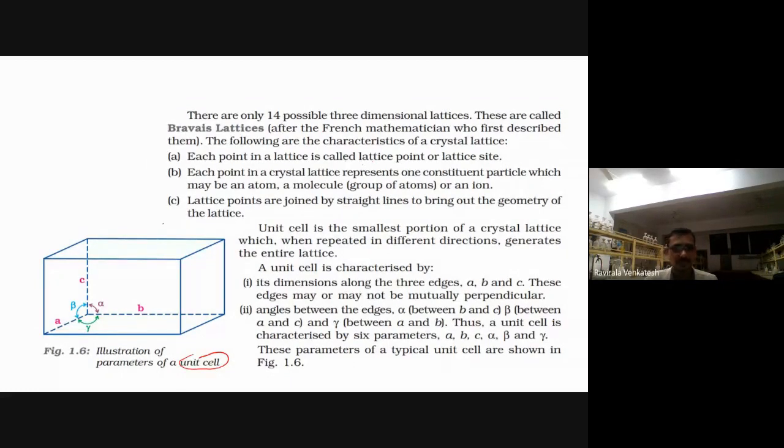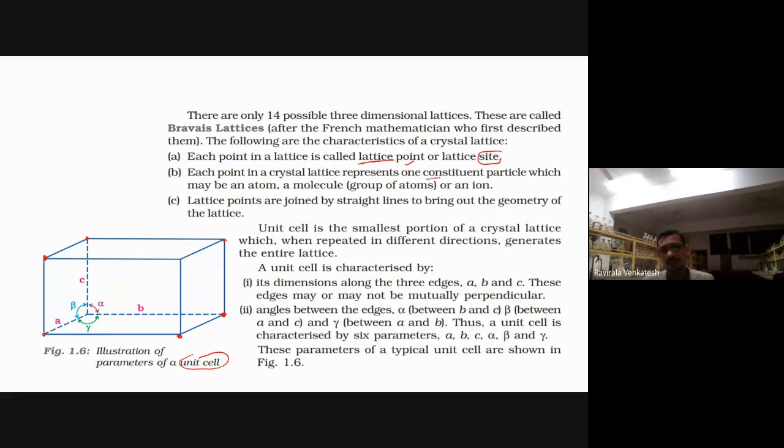For example, this is a point here, this is a point, these are points actually, the places where the lines touch together. You are calling these lattice points because they are present in the crystal lattice of the solid. Or we can also call it a lattice site. Now, each point in the crystal lattice represents a constituent particle.